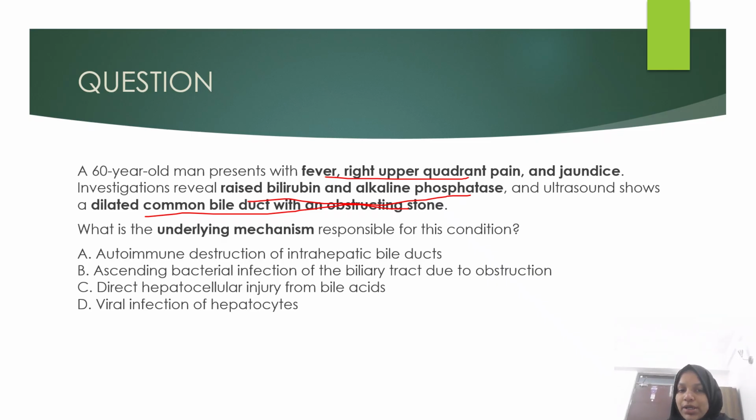Is it autoimmune destruction of the intrahepatic bile duct? No, autoimmune destruction means it's an autoimmune condition, right? Here it is due to obstructing stone and then inflammation. Ascending bacterial infection of the biliary tract due to obstruction. That seems like an option, right? What are the others? Direct hepatocellular injury from bile acids. No. Viral infection of hepatocytes. That is viral hepatitis. No. Doesn't seem like viral hepatitis. It seems like ascending cholangitis. So that is ascending bacterial infection of the biliary tract due to the obstruction from the stone.